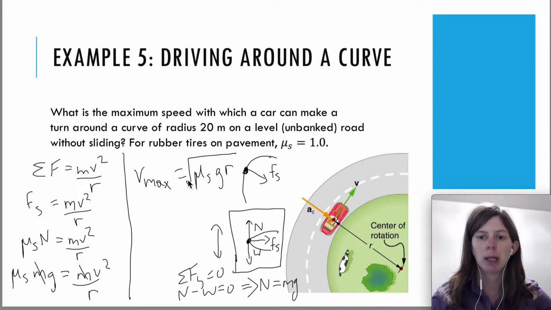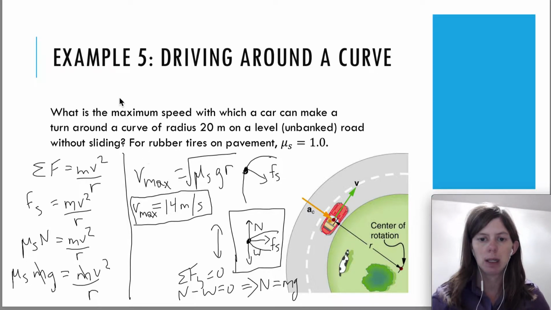So now we can plug in our values. We take the square root of 1 times 9.8 times 20, and I got 14 meters per second. So that's the maximum speed that we can go, and any faster, we would slip. And just for your reference, this is approximately 31 miles per hour, so it's a reasonable value.